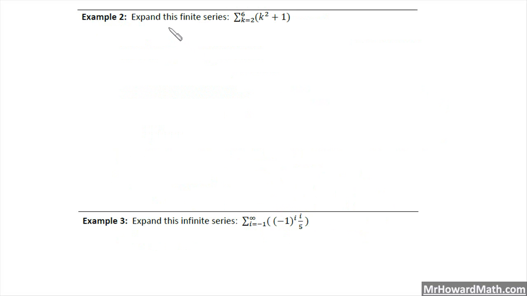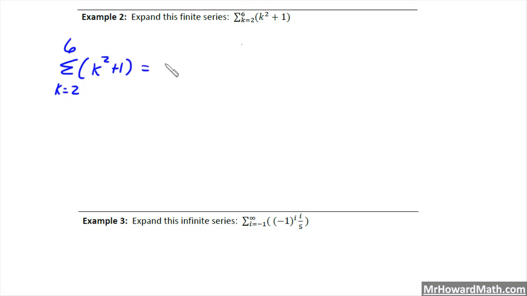Okay, example 2, expand this finite series. So they give us our sigma notation here, so they are asking us to use 2 as the first input all the way up through 6, increasing 1 at a time. That's basically the way that they are asking us to set this up. So I'm going to rewrite it putting the values where they should go, above and below, not beside it like they have it formatted there. And our rule is parentheses k squared plus 1.